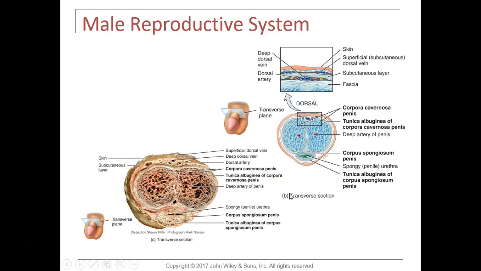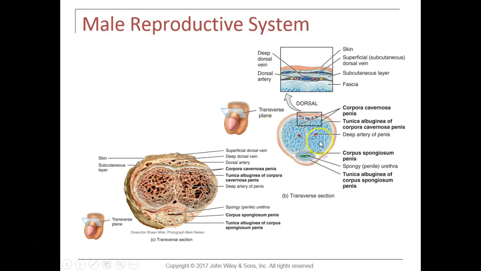Here's a cross-section of the penis. You can see the erectile tissues a little bit more. You see these vascular sinuses in here. These are the bands of the corpora cavernosa. This is the band of the corpus spongiosum with the urethra in the middle, and here's a drawing of it.